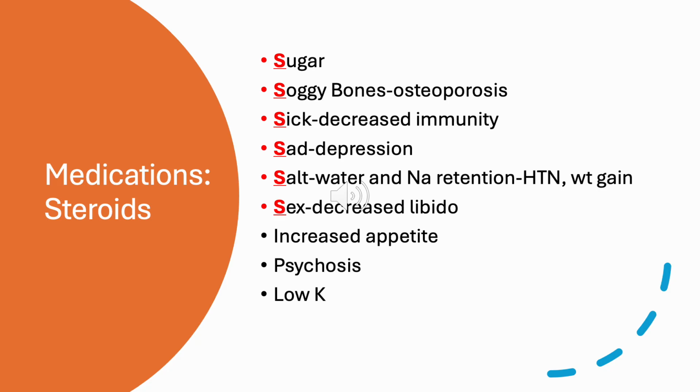They could get sick. They have decreased immunity, so tell them not to hang around with crowds of people, wash their hands, all that. It could cause sadness and psychoses, actually, steroids. Salt and water retention. So they could become hypertensive because of this, and they could gain weight because of this. They'll have a decreased libido, increased appetite, psychosis, I said, and a low potassium. So low potassium is really concerning.